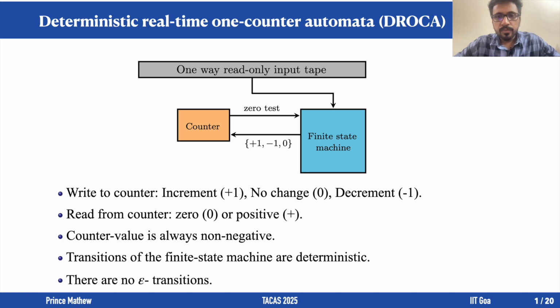The counter value of the one counter automaton, or DROCA, always remains non-negative, and the transitions of this finite state machine are deterministic. You do not have any epsilon transitions in a deterministic real-time one counter automaton.